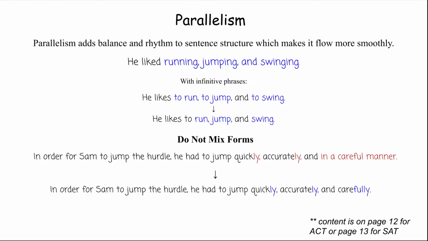In this sentence here, in order for Sam to jump the hurdle, he had to jump quickly, accurately, and in a careful manner. So we're going good with this -ly, and then in a careful manner is different from the rest. The ACT wants you to maintain parallelism as best as you can in any opportunity where you see things that need to match up. So we would change that to, in order for Sam to jump the hurdle, he had to jump quickly, accurately, and carefully so that everything matches up.